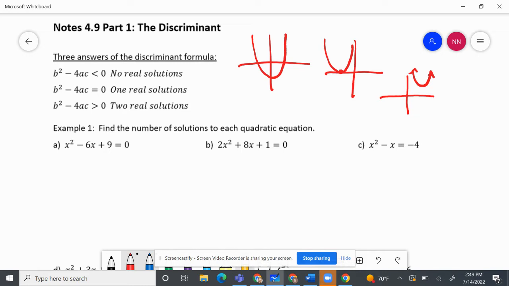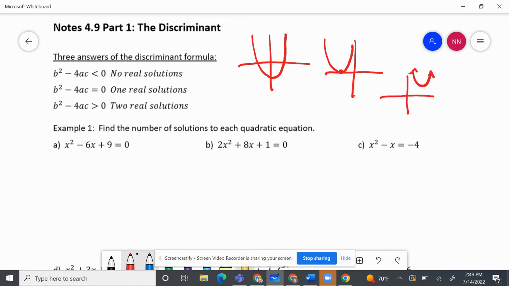The discriminant formula is b squared minus 4ac. And that right there, if it's less than 0, it's no real solutions. If it's equal to 0, it's one real solution. And if it's greater than 0, it's two real solutions. Now, we'll mention why it is this way next time when we go over the quadratic formula, because there is a specific reason why it is that way. But for right now, we're just going to use the formula to determine if there's no real solutions, one real solution, or two real solutions.